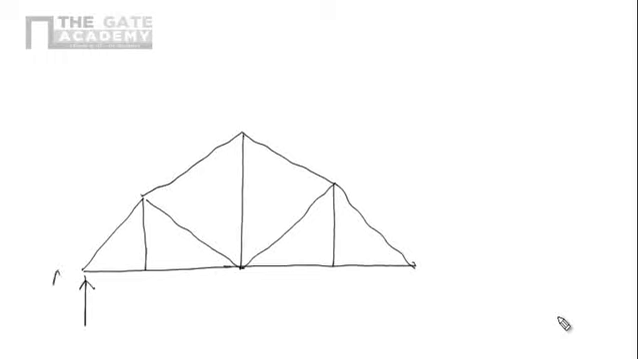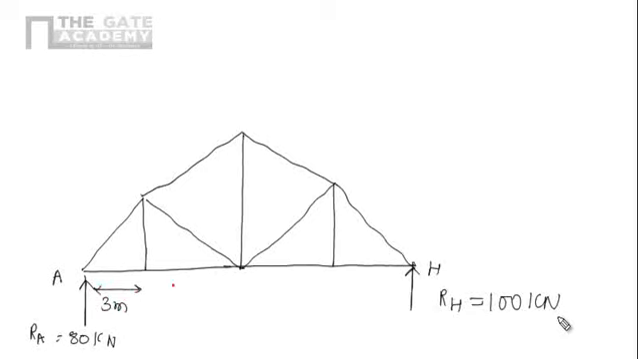Simple support at A, here H. We know the value of RH, that is 100 kilonewton. We know the value of RA, that is 80 kilonewton, and we know this distance is 3 meter. This one is also 3 meter, and this one is also 3 meter. And we know these points A, B, D, C, E, F, G, and H.